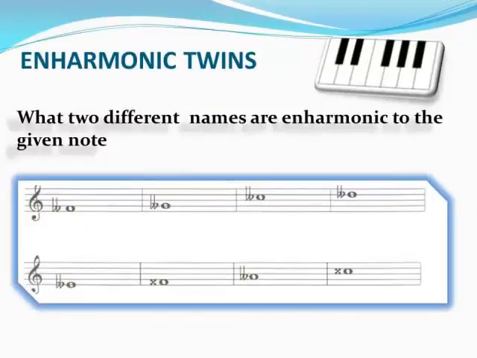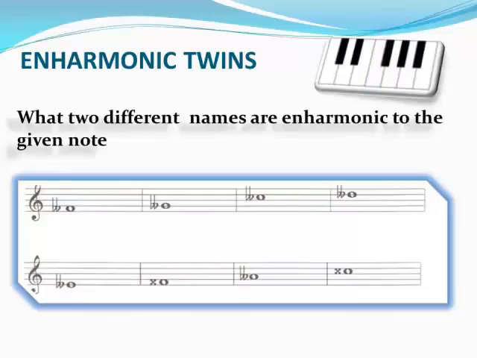Let's find the enharmonic twins to these double flats. Our first example is F double flat. Let's start on F, go down a half step to F flat, then down another half step to F double flat. The enharmonic twin of F double flat is E flat. Now we'll start on G to discover G double flat's enharmonic twin. We'll move from G to G flat and then down to G double flat. G double flat's enharmonic twin is F.